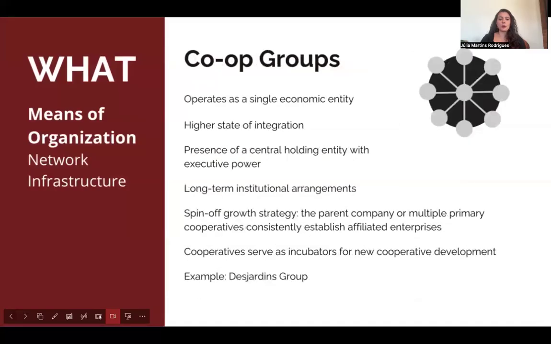Then we have co-op groups as a separate category. We talk about groups when we have networked co-ops that have reached a much higher state of integration, operating as a single economic body. Here we introduce the presence of a central holding with executive power. Co-op groups may also include other businesses as subsidiaries and trade with non-members. A prominent example is the Desjardins Group in Canada.